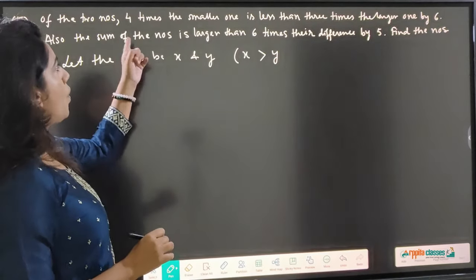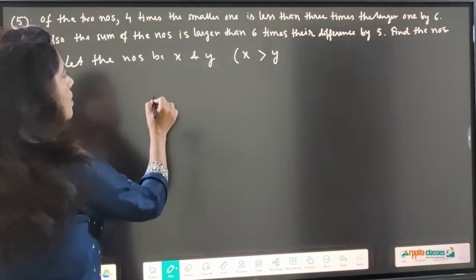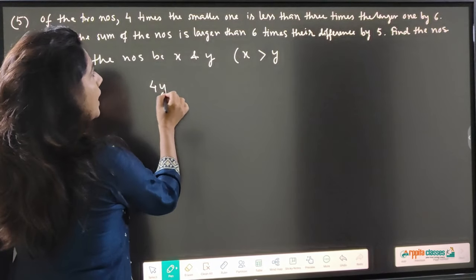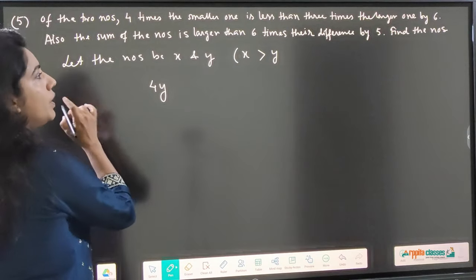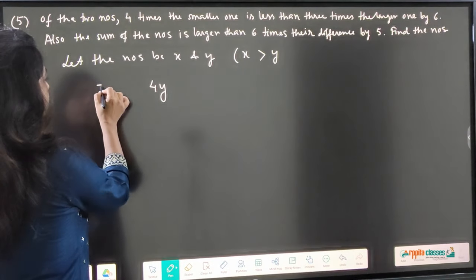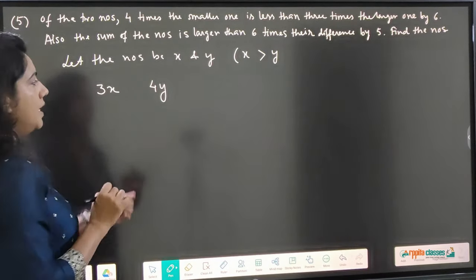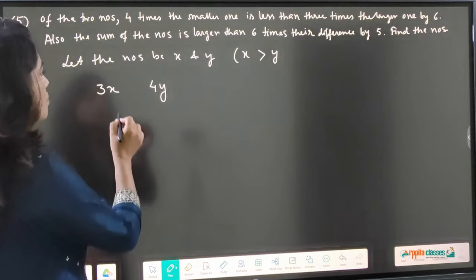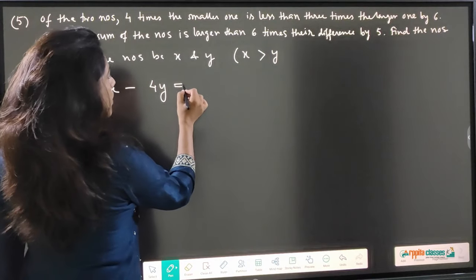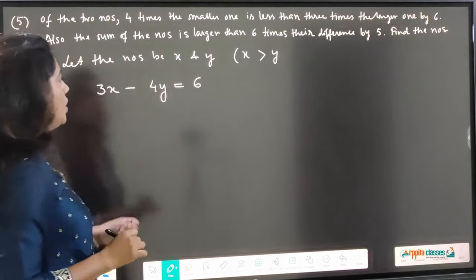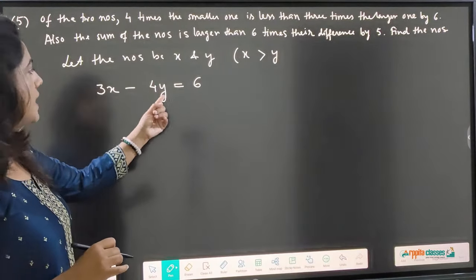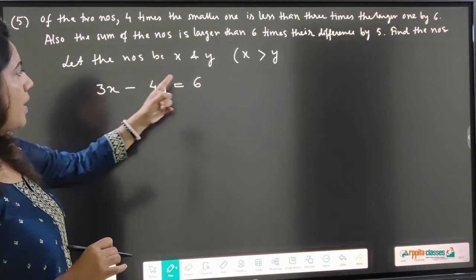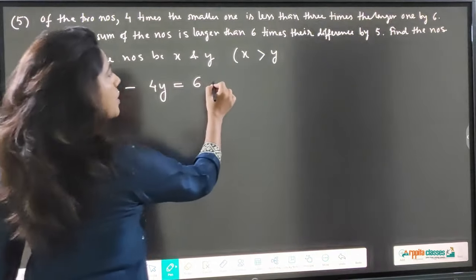Now they are saying 4 times the smaller one, that is 4y, is less than 3 times the larger one. So 3 times the larger one is this. This is less. This is more. So more minus less is equal to how much more? 6 more. So 4 times the smaller one is less than 3 times the larger one by 6. This is your first equation.